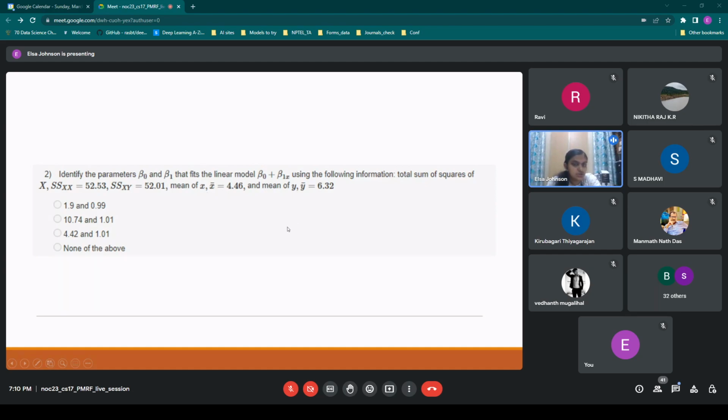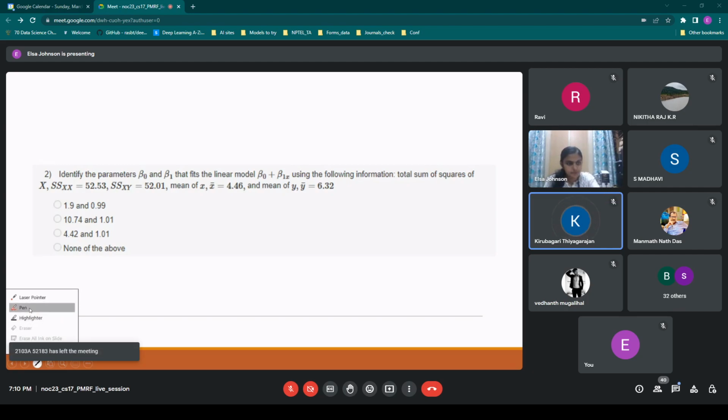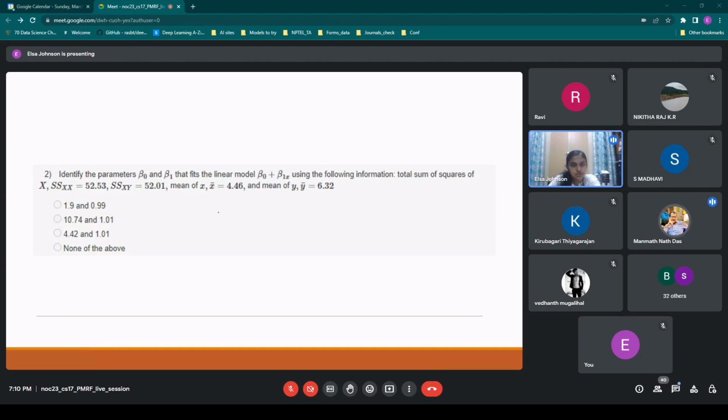Okay. Since you have gone through the lecture slides, can you tell me what beta naught and beta 1 are? Intercept and the slope values. Yeah, so beta naught is the intercept, beta 1 is the slope value. Can you first tell me the first one?